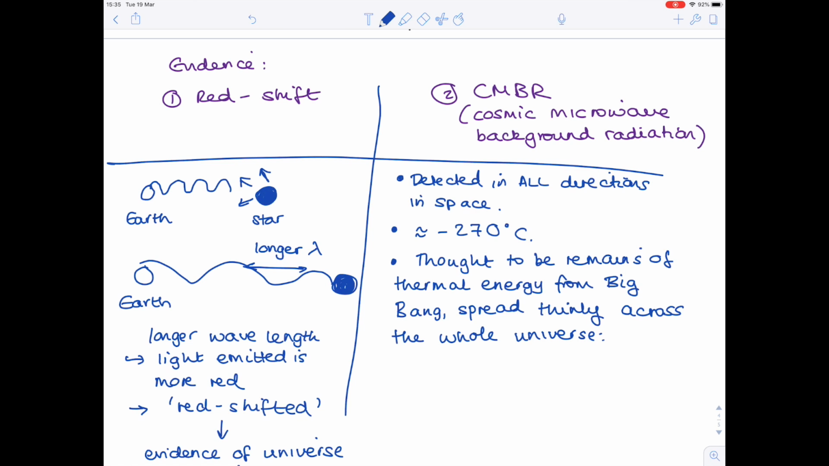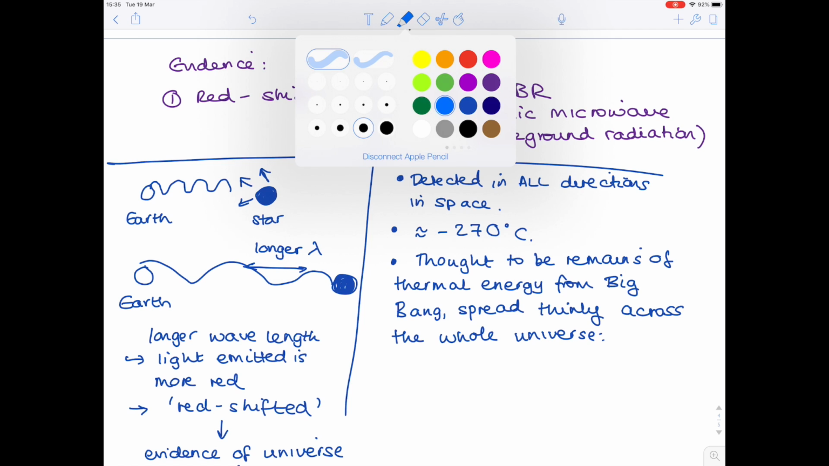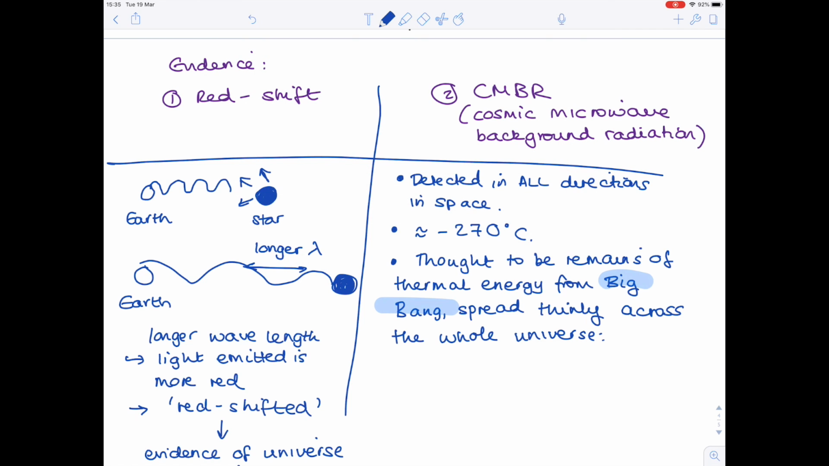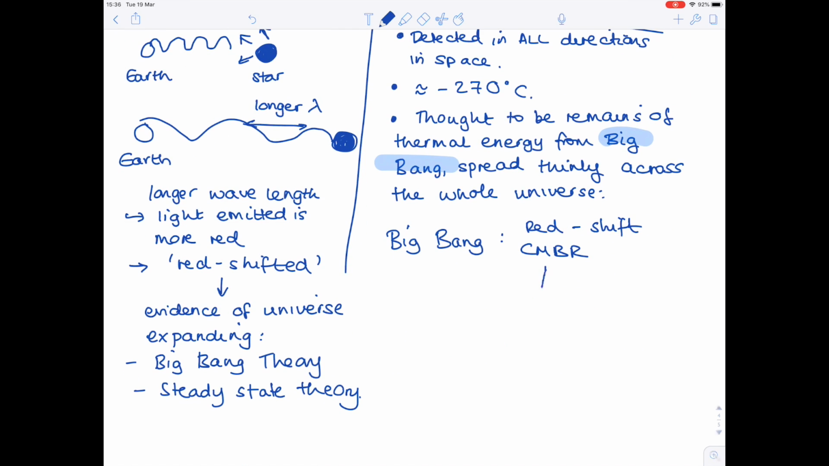Now, as you might imagine, because we've mentioned the Big Bang and CMBR, hopefully you can see that the Big Bang theory is supported by both redshift and CMBR. Because they do like to ask you about this. However, CMBR does not provide evidence for the steady state theory.